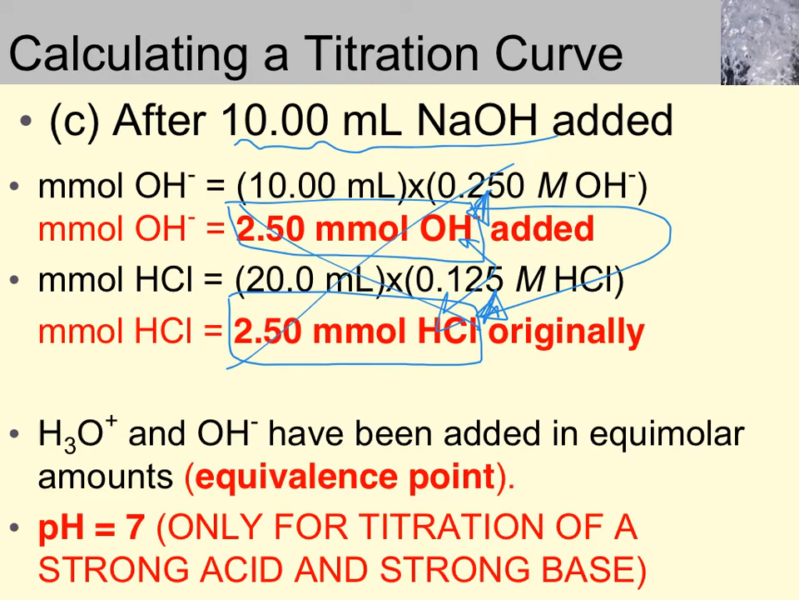So the pH at this point, you don't even have to do a calculation because you have a strong base and a strong acid. The pH will be 7, always. So if you do the calculation, that's fine. It's just going to take you more time and more work.